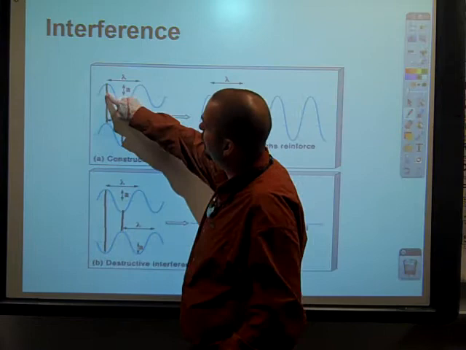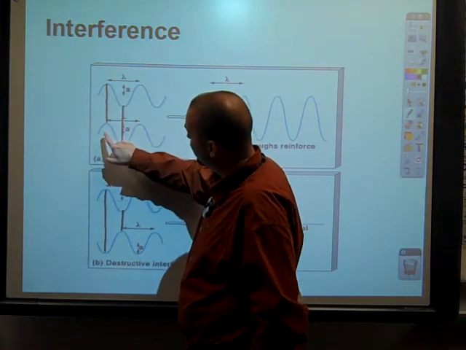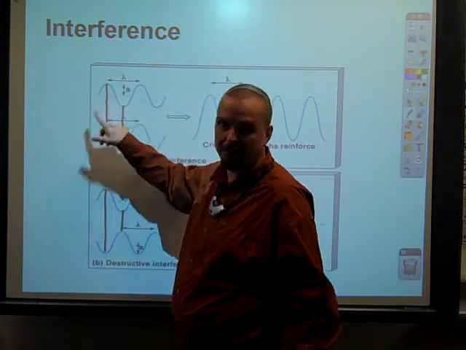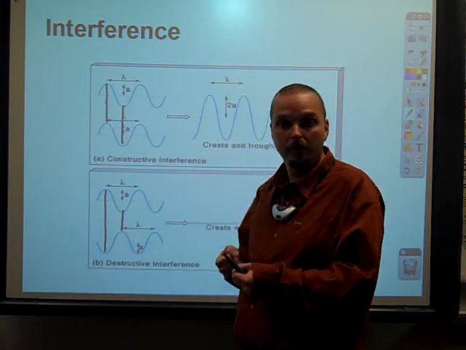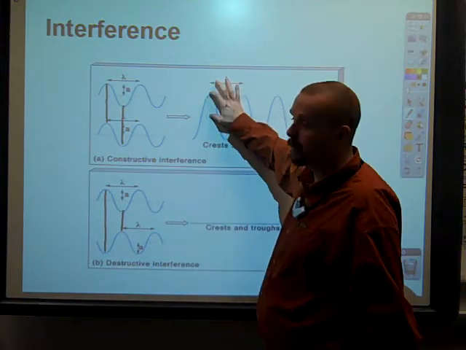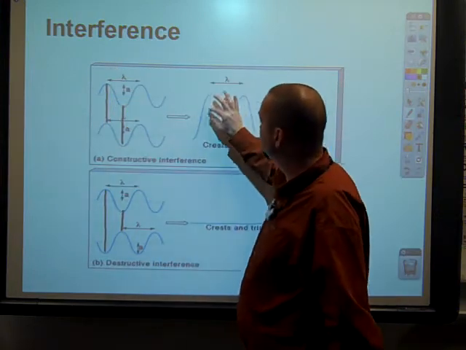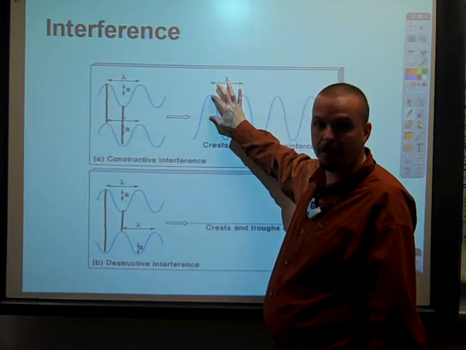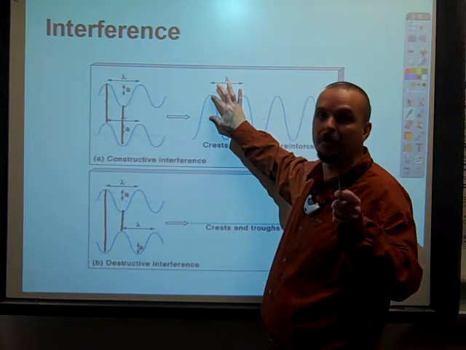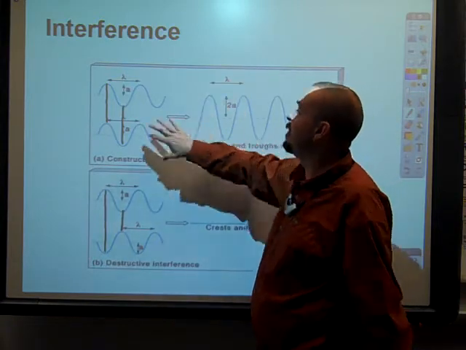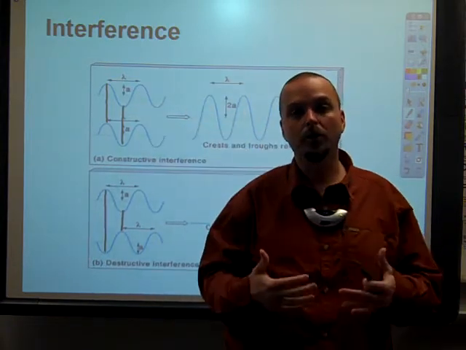When that happens, we have one wave trying to pull up on the medium. We have the other wave trying to pull up on the medium. They are working together. The net result, we pull the medium further. We take the amplitudes from both waves and we add them together. Constructive interference is additive. We add the amplitude. The net result is we get a single larger wave.